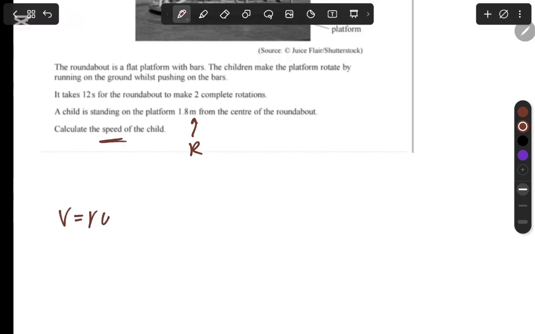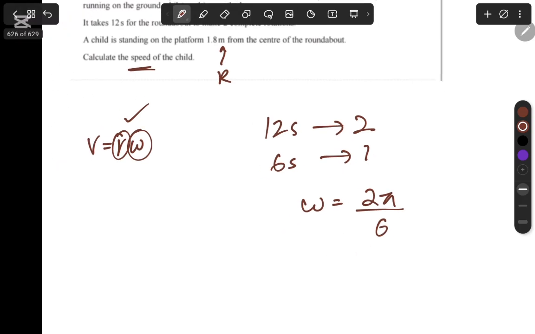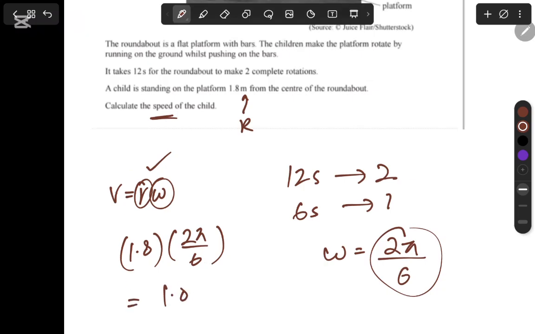v is equal to r omega. r we know, we have to find omega. So 12 seconds for 2 complete revolutions. So 1 revolution is going to take us 6 seconds. So we can say omega is equal to 2 pi by T. The time period is the time taken for 1 revolution, so that's going to be divided by 6. So we're just going to plug this into the original formula now. We can write 1.8 times 2 pi over 6. That's going to be 1.88 meters per second.